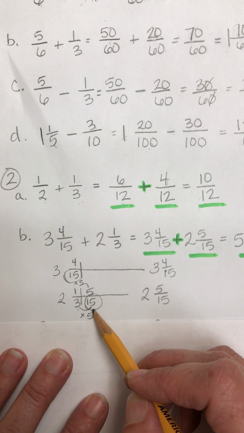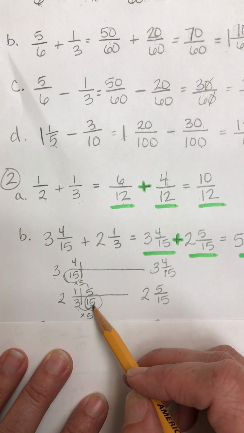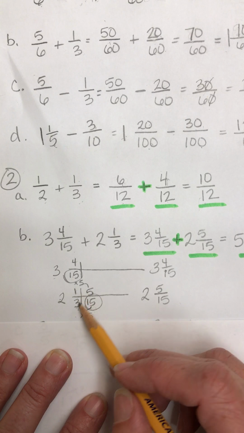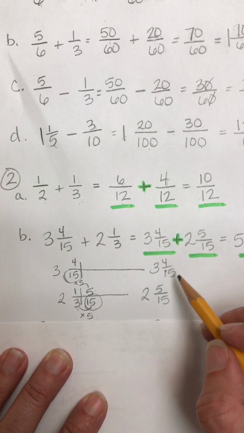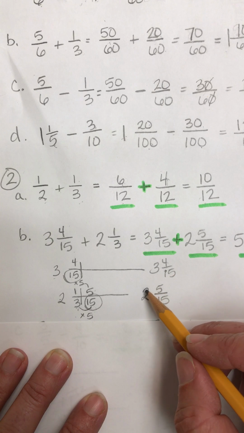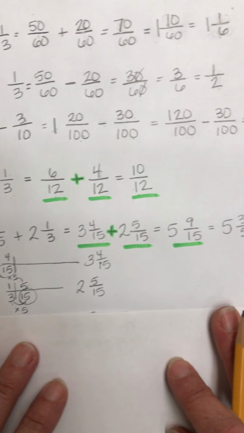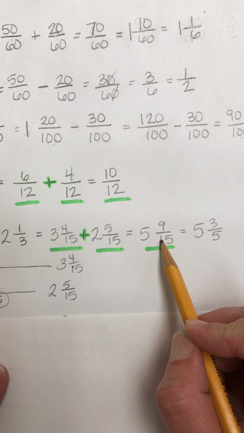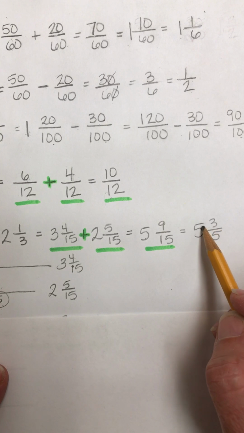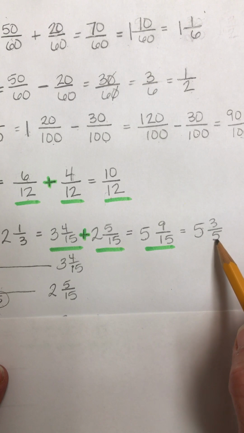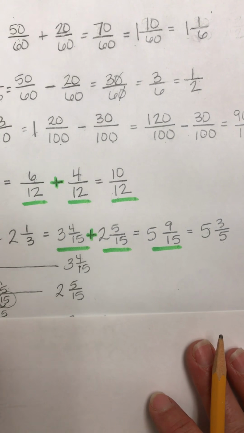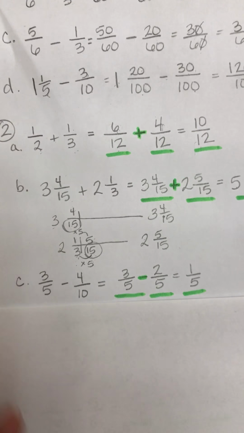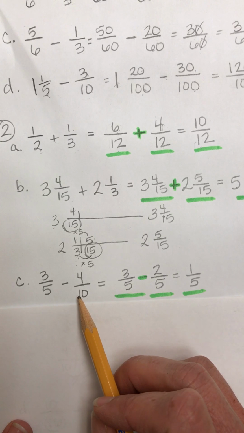Well, if I multiply this by 5, I now change that to 15, and whatever I do to the bottom, I have to do to the top. So I then multiply this by 5. So now my 1/3 changed to 5/15. So I now have 3 and 4/15 plus 2 and 5/15, which then gives me 5 and 9/15. Or if I know how to simplify, you can reduce it down and know that it's 5 and 3/5. Either answer will work.